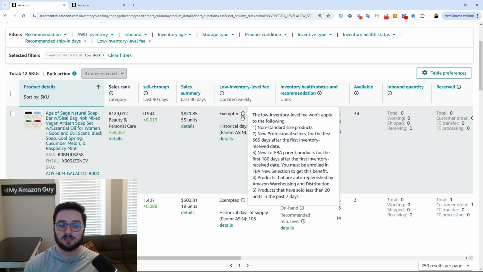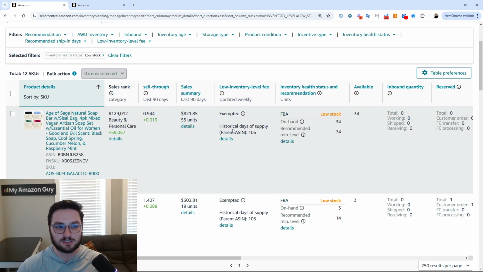If you are in the new to FBA program, FBA New Selection, which typically, again, will only be for new sellers on the platform. If you are currently having your products auto replenished via AWD, you don't have to worry about it then either. And then finally, if you're selling less than 20 units every 7 days. So if you have only sold 19 units in the last week, you don't have to worry about this and you will be exempted. So how do you actually know, if you aren't exempted, how much you're going to be spending on low inventory level fees and what actually applies? Well, that's pretty simple.